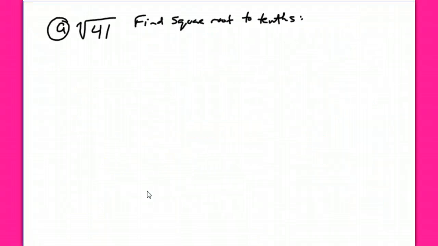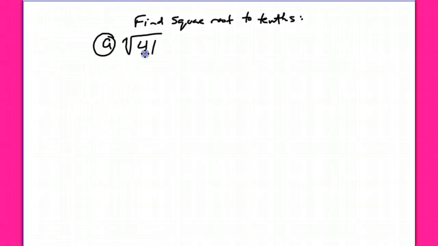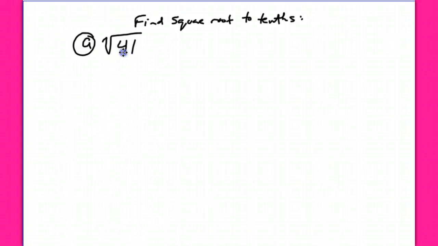After seeing it a few times, it'll feel a lot nicer. So let's try another one. Let's take the square root of 41 to the tenths place, okay? And let's start with the F. So F, find the two perfect square numbers that 41 is between, right?